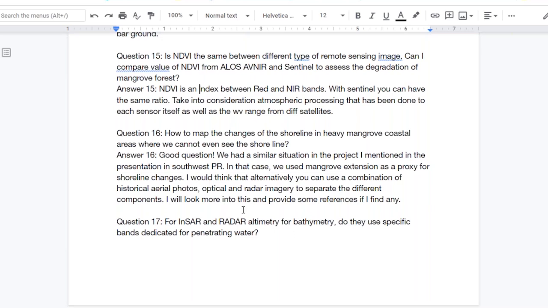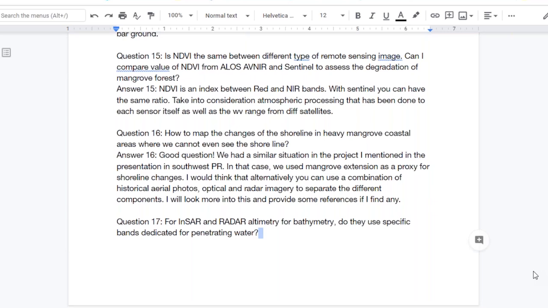We had a similar situation in the project that I mentioned in the presentation in Southwest Puerto Rico, the high SPR project. And in that case, we had a graduate student working with us, doing an analysis of changes in mangrove cover around the southwest coast of Puerto Rico. And we used the mangrove extension as a proxy for shoreline changes, because it was pretty much the same thing as what the person is asking. The mangroves were heavily covering that area, and you definitely can't see the shoreline.